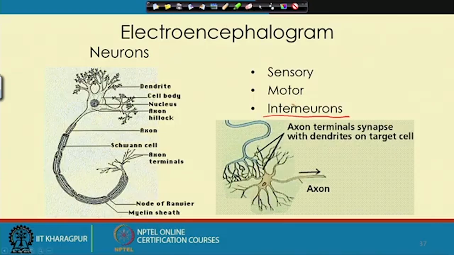So, all such signals come through the motor neuron. Motor neurons are giving back the signal, or giving the command, to the muscles, and interneurons are taking the decision.